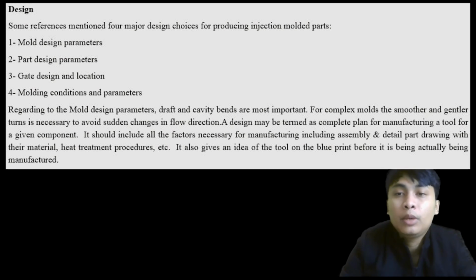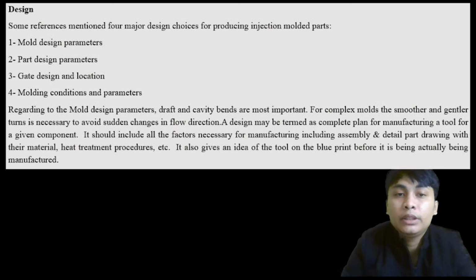I'm going to talk about the design. Some references mention major design choices for production injection molding parts. Okay, the first one is mold design parameters. Second one is part design parameters. Third one is gate design and location. And the last one is molding conditions and parameters.